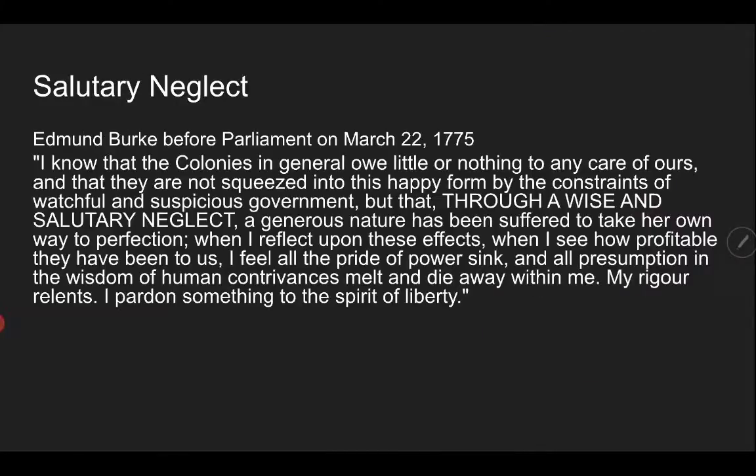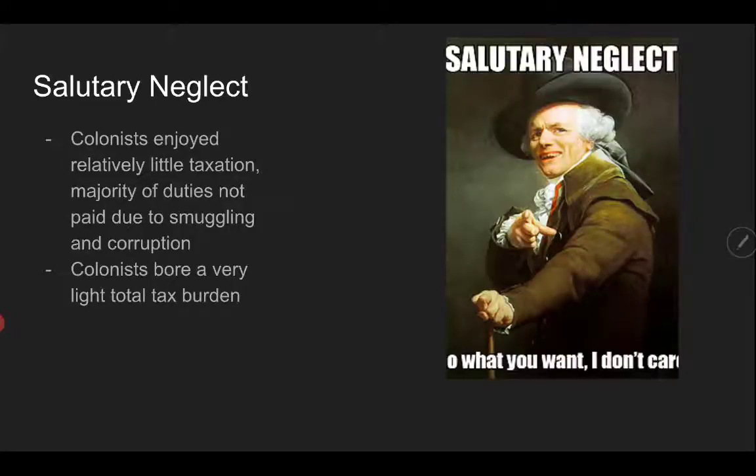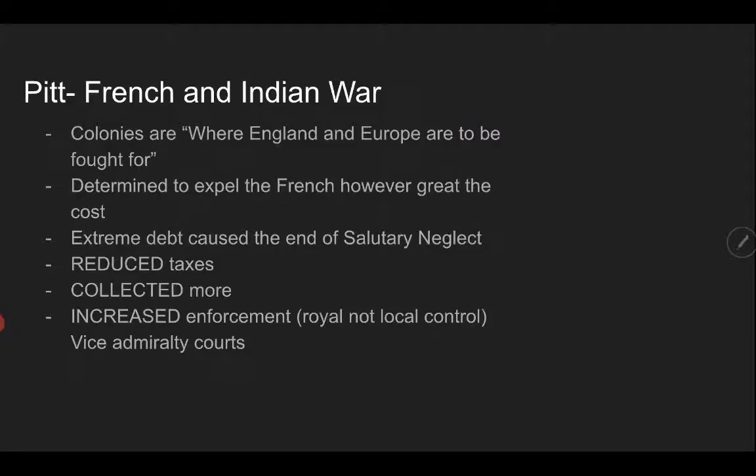All right. So salutary neglect we went through before, and people kind of felt like this was why the colonies were doing well. It was because we left them alone, right? So they had relatively little taxation. They were doing their smuggling, a very light tax burden. England was basically saying do what you want, right? So Pitt goes and fights the war. He goes into debt, and he decides that we need to start getting more money from the colonists.